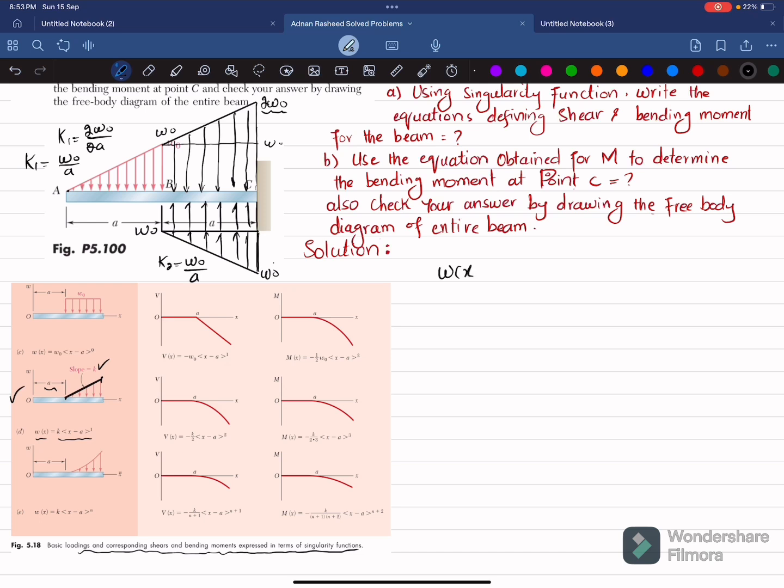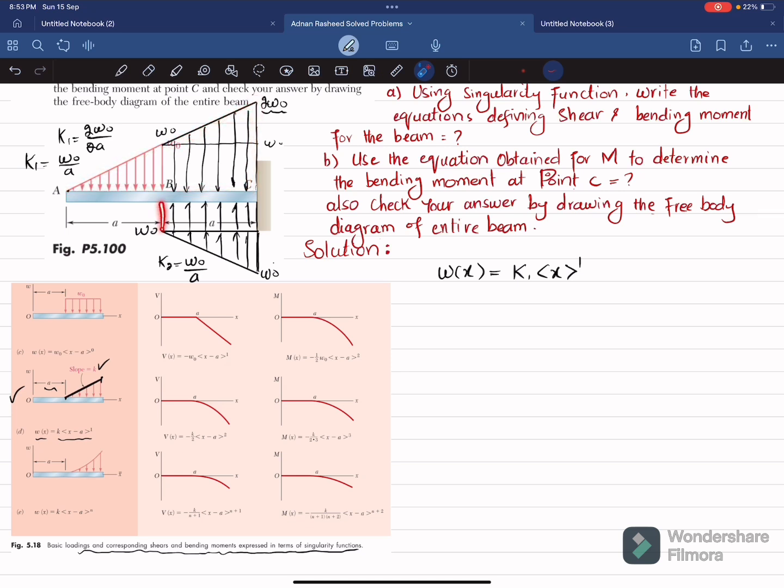Now we can apply this equation. W of x is equal to, first for this one, for this case here, A is equal to 0 because it is starting from point A. Clear? So we will use this equation. So W will be equal to K1 into x minus 0 power 1. Okay, this was the first one, triangular load.